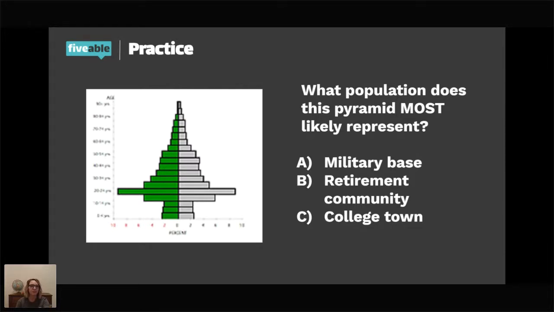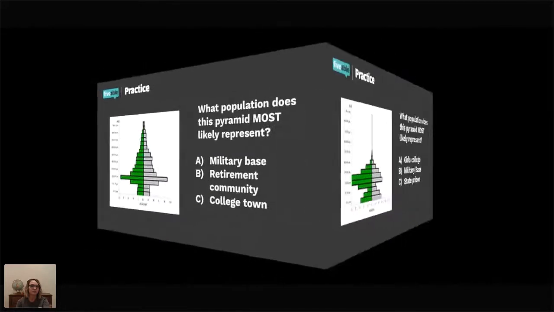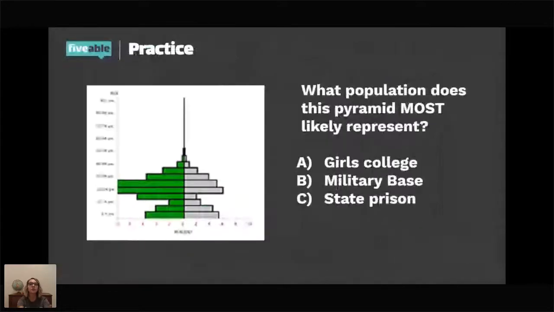Okay, here's another one for you. So we've got girls' college, military base, or state prison. Military base. See, you already know all this. Yes, absolutely. This is a military base.